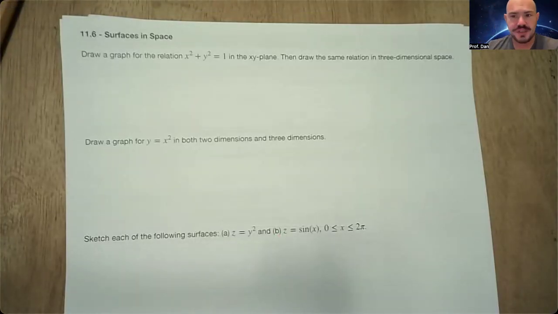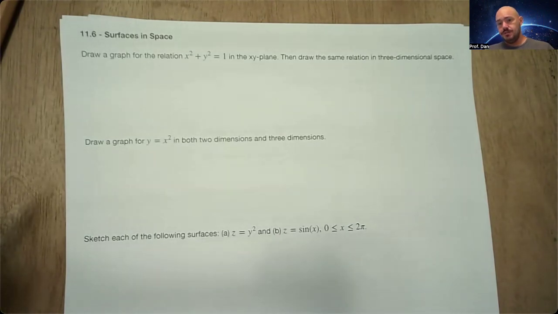Alrighty, 11.6. Today we're going to talk about surfaces in three-dimensional space. So this is kind of an extension of planes, really. Generally, in two dimensions, what you learned before when you just graphed in the XY plane, those graphs were called curves. In three dimensions, though, the graphs that we make are called surfaces. And it's because they would be surfaces.